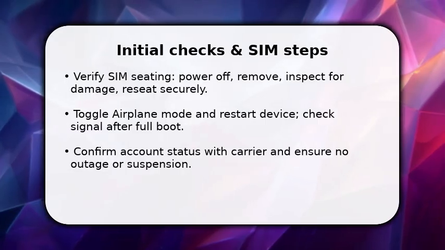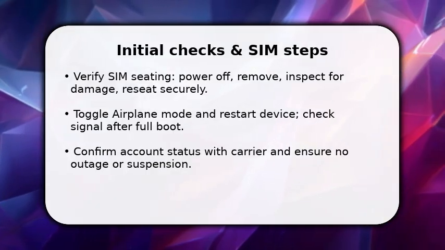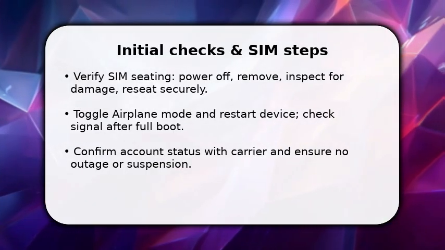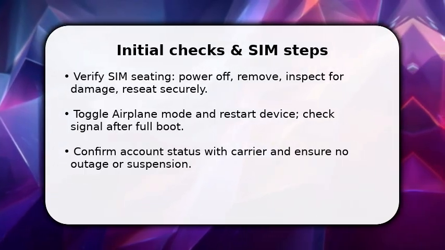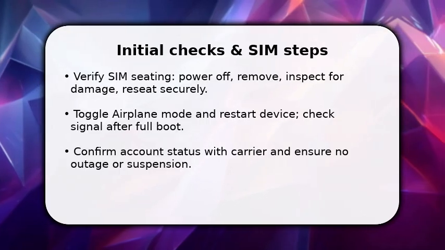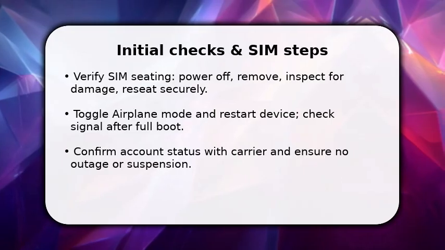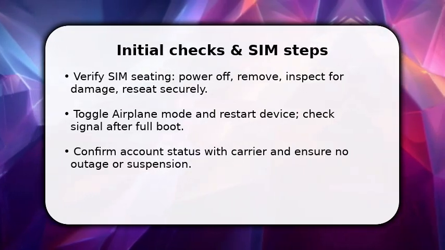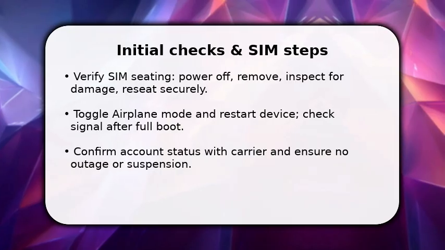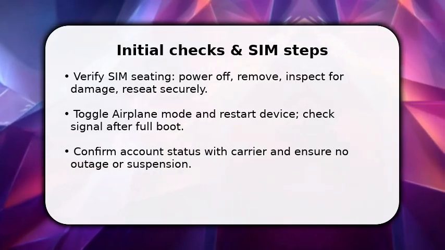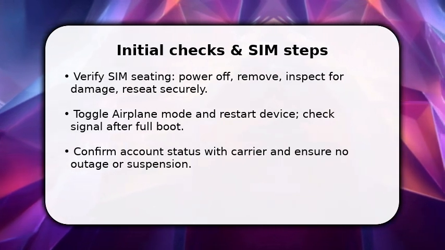You start by addressing the simplest physical and account causes so you can eliminate them fast. Power off the phone, remove the SIM, inspect for dirt or bent pins, then reseat it firmly. This resolves many hardware detection issues. Once done, toggle airplane mode on then off and perform a full restart so radios reinitialize. Make sure your carrier account is active and there are no local outages. These checks rule out the most common external causes before deeper fixes.